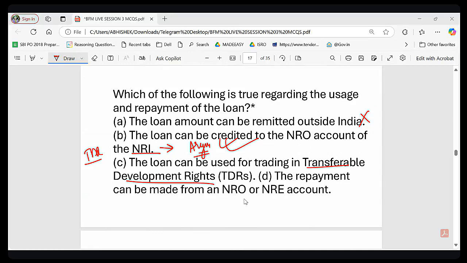RBI prohibits the use of such loan for trading in TDR, just like it prohibits use in agriculture or plantation activity. We have seen in the previous slide, previous question. So option C is also incorrect. Option C is incorrect. This loan amount cannot be used for trading in TDR.